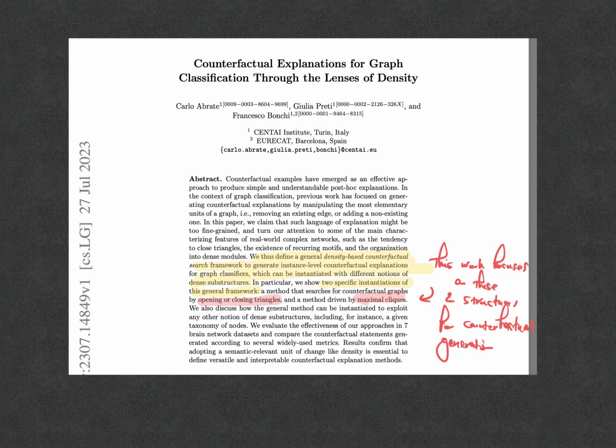The two main methodologies that they have are opening and closing the triangles in the structure of the graph and focusing on the maximal cliques. They empirically validate this framework and show that using this kind of density-based counterfactuals focusing on structures is important in interpreting the learning of a model from a graph.